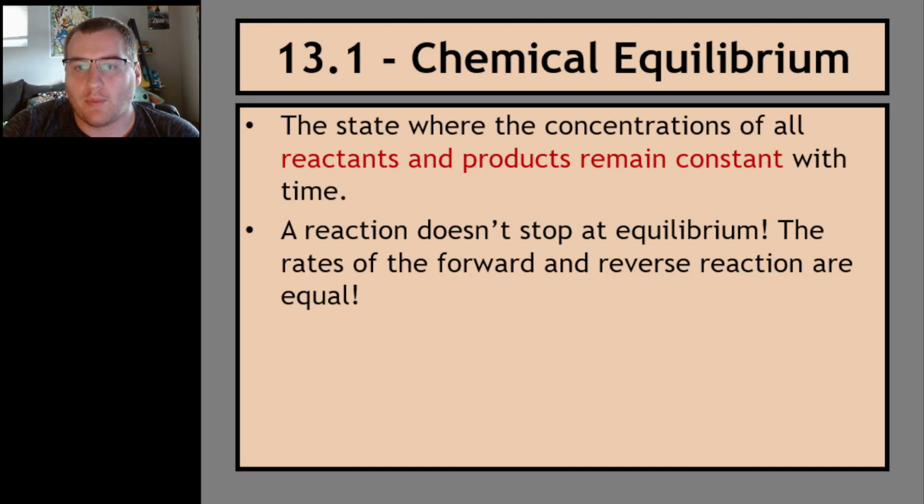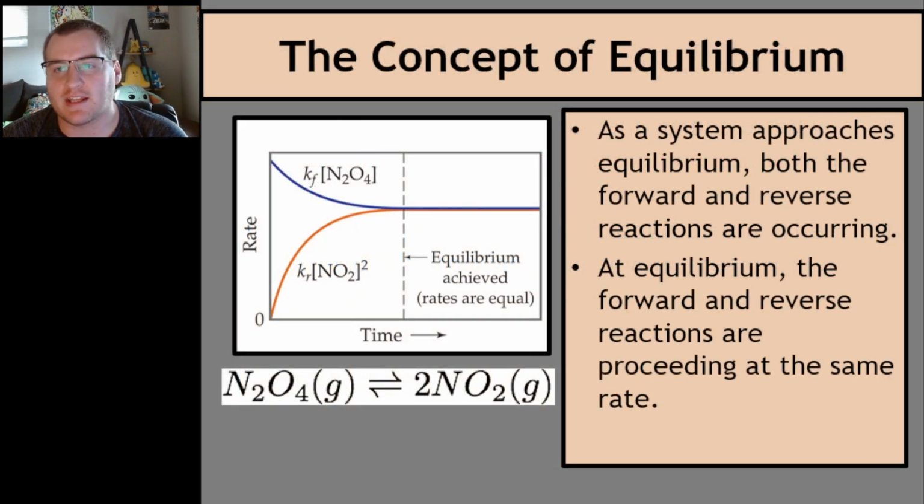So a reaction doesn't stop at equilibrium. The rates of the forward and reverse reactions are equal. Okay? So during an equilibrium reaction, both reactions continue going, but they happen to be going at the exact same rate. So the forward reaction, the amount of B being made, is being held constant. The backwards reaction, the amount of A being made, is also held constant. And we're going to look at a couple graphs that kind of display this concept.